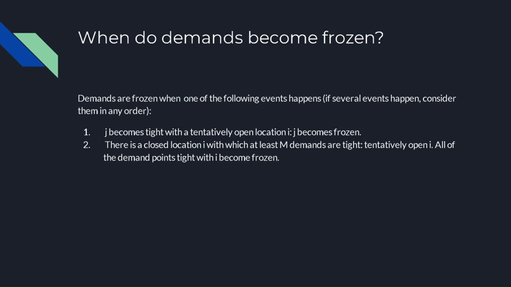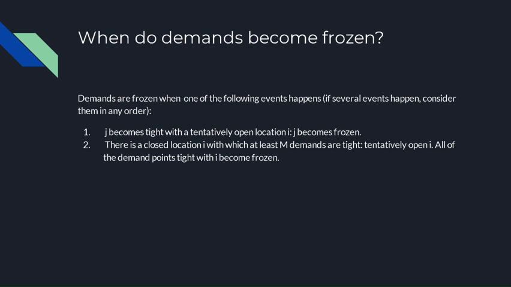So the first condition is that we have already tentatively opened a particular location i, and j becomes tight at this location. Then we will freeze j, because now we can assign j to this already opened location i, and we will meet our demand in that case.